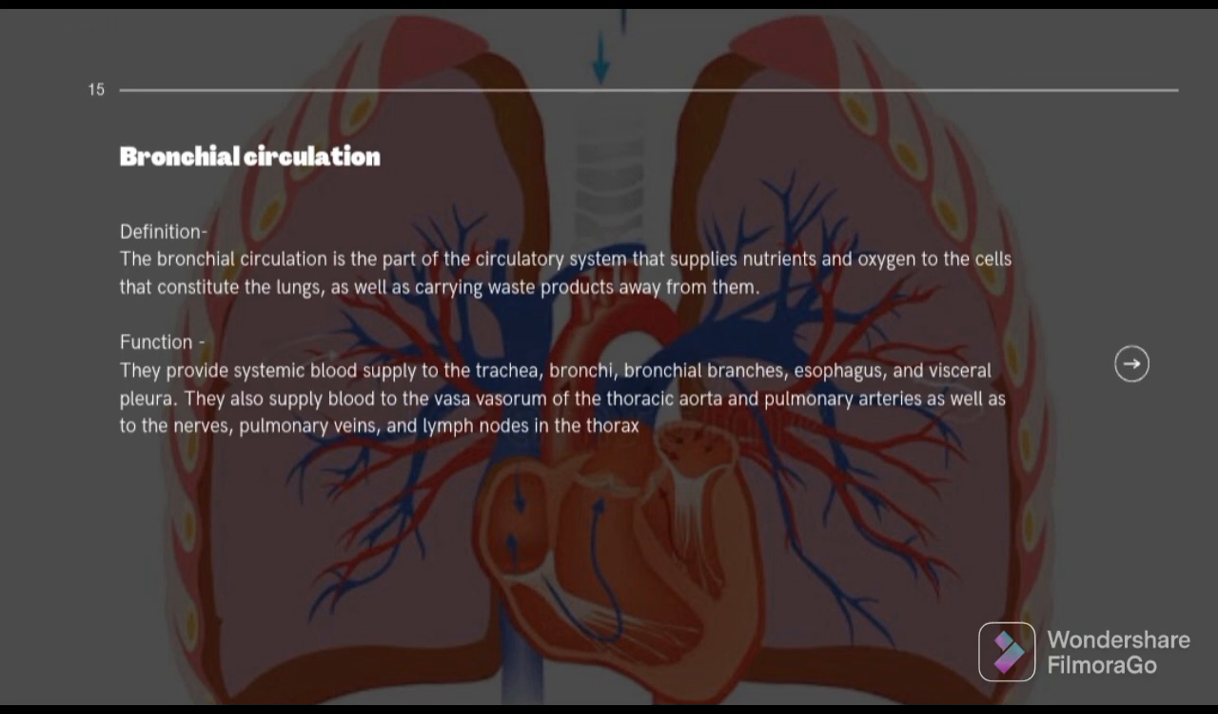The goal of this system is to provide oxygenated blood to the actual lung tissue itself. This is gonna go to the airways all the way down to the terminal bronchioles. This is also gonna cover the visceral pleura of our lungs as well as supplying oxygen to all blood vessels that make up our pulmonary circulation.